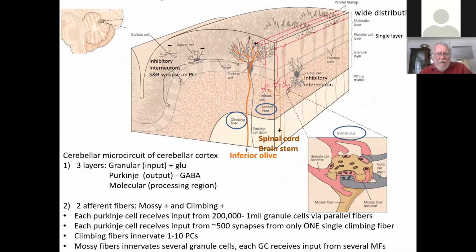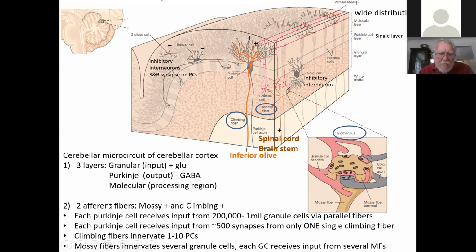So what we can see is the layers, the granular layer. Most of the inputs that are coming into the granular layer are typically glutamatergic. And then what we can also see is the major output of Purkinje cells is typically GABAergic. And then we have these two different types of afferent fibers, Mossy fibers and climbing fibers.